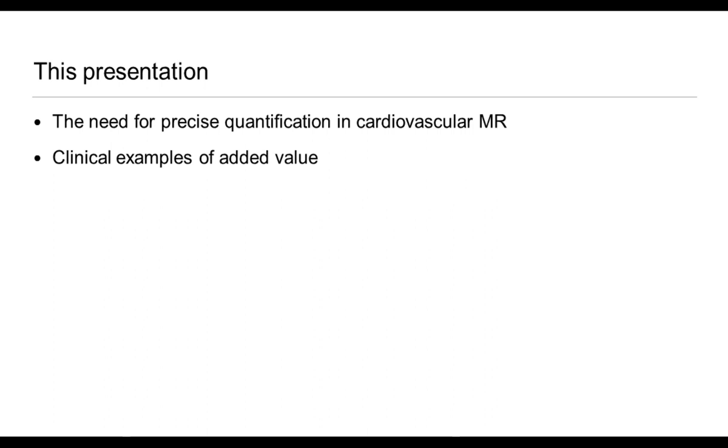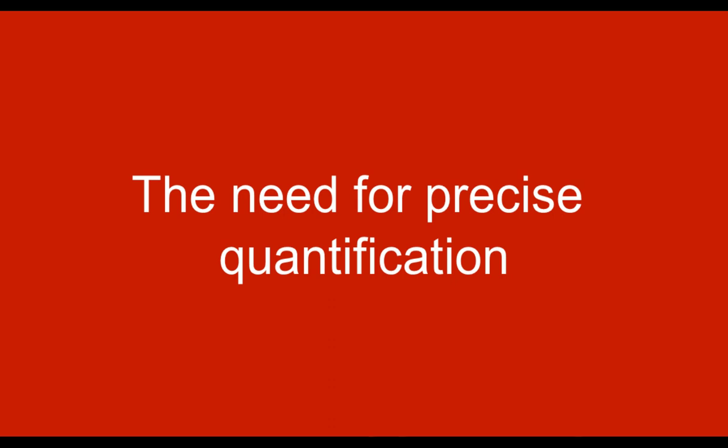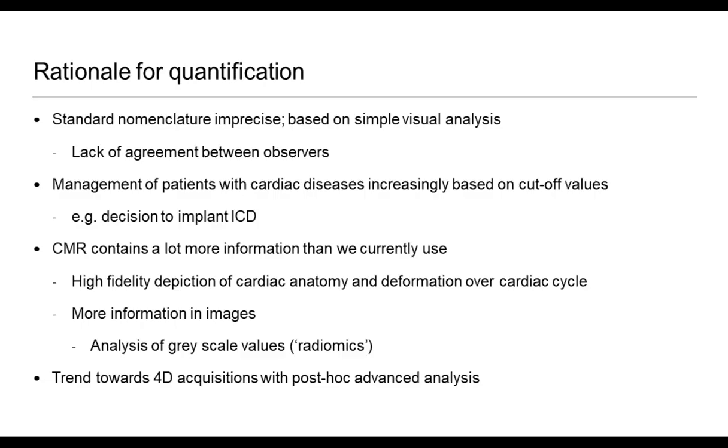There are many reasons to do this, but I'll give you a couple on this slide. One of them is that in clinical practice right now, we use standard nomenclature that is, although standardized, relatively imprecise. And most of it is based on simple visual analysis. For instance, if we look at wall motion abnormalities in cardiac MR, we have a very simple system to describe this, and it's hard to learn to apply this. As a result of that, there's a lack of agreement between observers, especially if they're more junior. So we need better tools there to precisely quantify this.